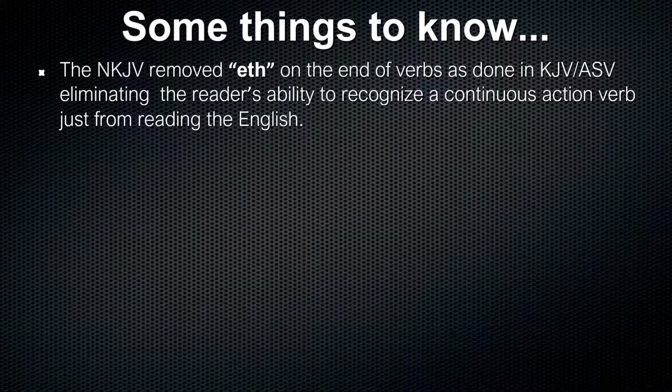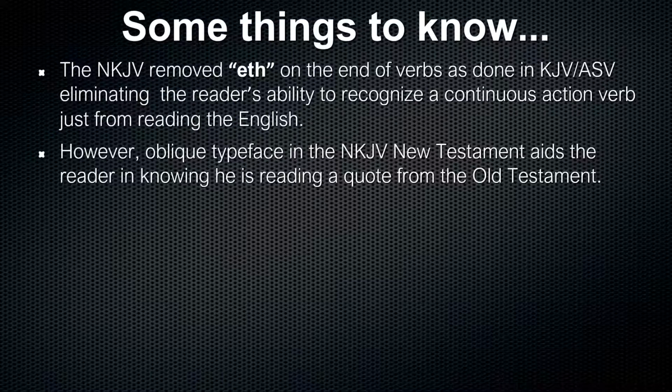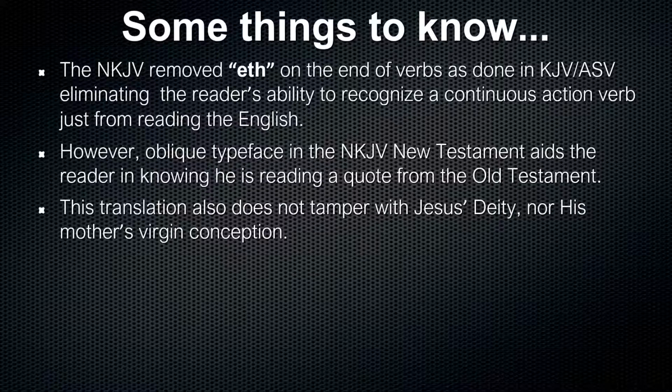The New King James removed the -eth endings at the end of verbs that were found in the King James and American Standard, eliminating the reader's ability to recognize a continuous action verb just from reading it in English. The New King James used an oblique typeface when it was a quote from the Old Testament, so it was easily recognized as a quote from the Old Testament. And I think that's a great study tool. That's certainly helpful. It did not tamper with the deity of Jesus or his mother's virgin conception.